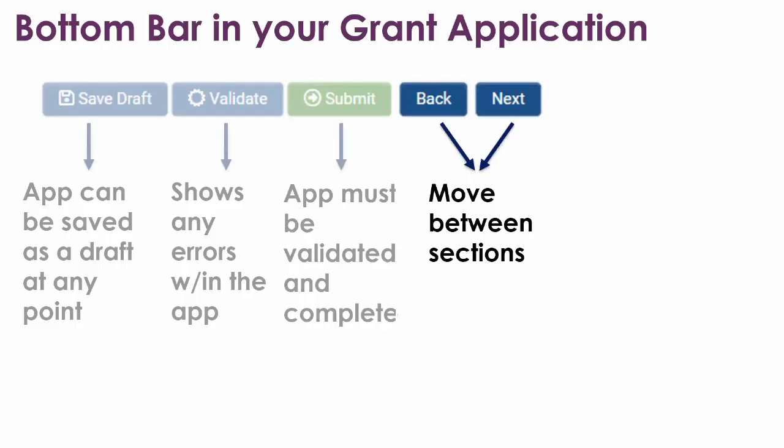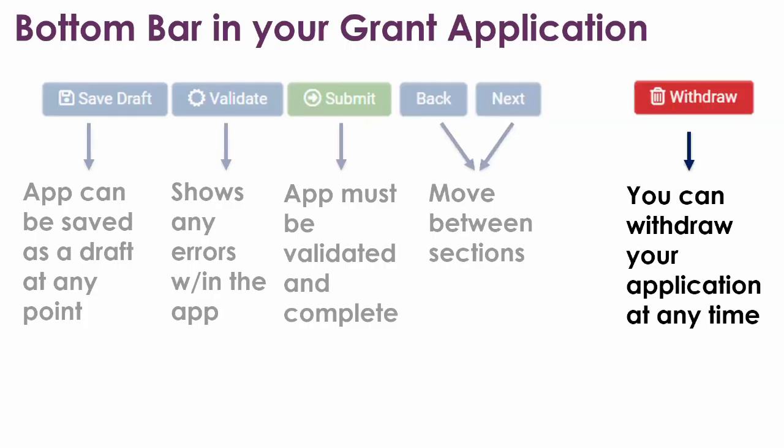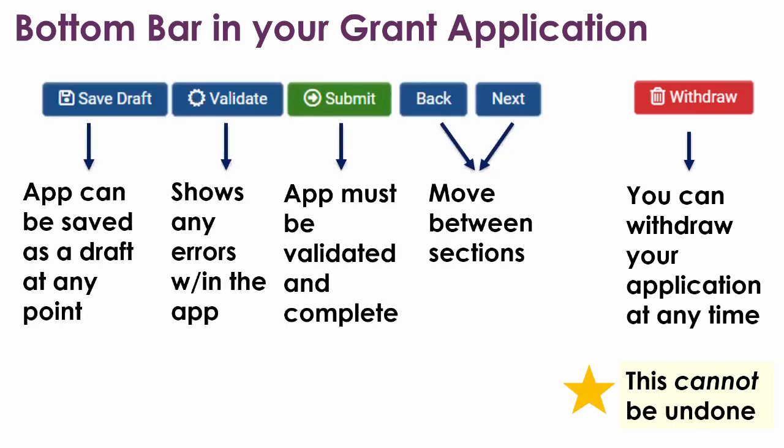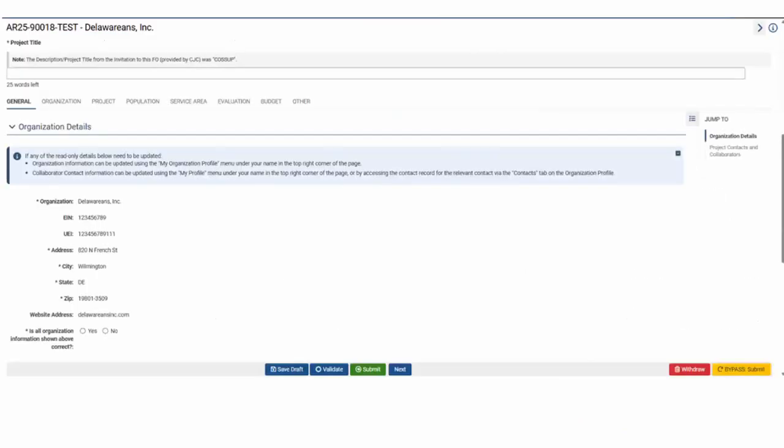The system includes back and next buttons that you can use to toggle between sections. You can also withdraw your application, again, at any time if you no longer wish to proceed. However, be aware that this action cannot be undone. You can save and exit the application at any time, but you cannot revisit it if you withdraw. If you accidentally withdraw an application, you will need to contact the coordinator to seek guidance. This bar across the bottom of your screen will be your shortcut for navigating between sections. Please be sure to validate and save frequently.